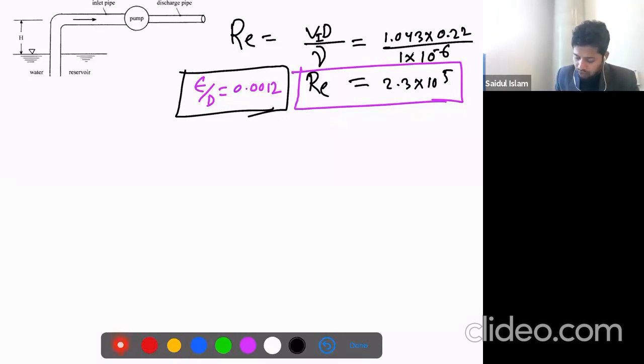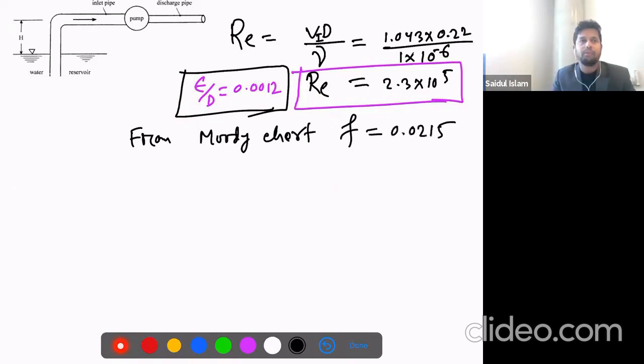So we have got this epsilon over d and the Reynolds number. By using these two values, from the Moody diagram, from the Moody chart, we will get the friction factor, which is 0.0215. As I mentioned earlier, I will upload the video. Let me check the time where we are now. Okay, it's exactly 1 hour. So by using these two values, we got f equal to 0.0215.